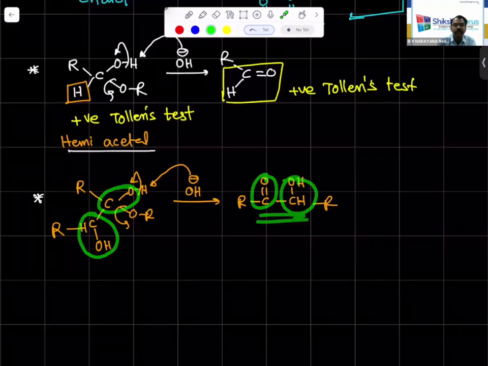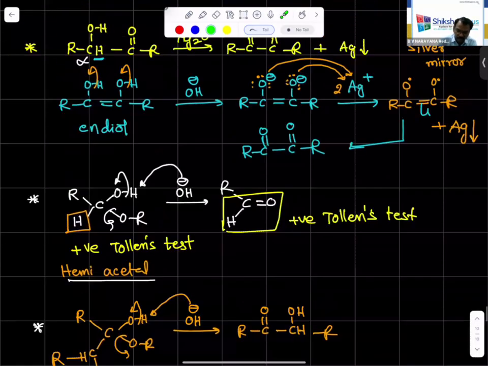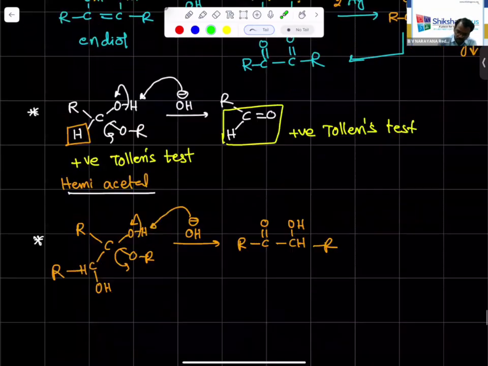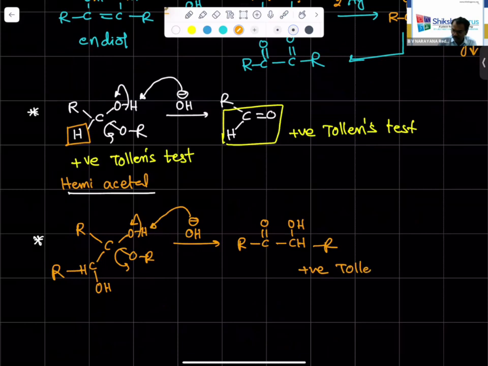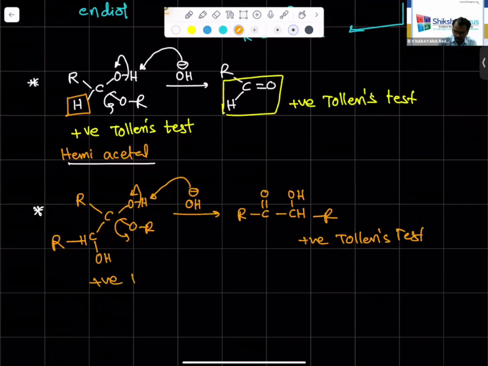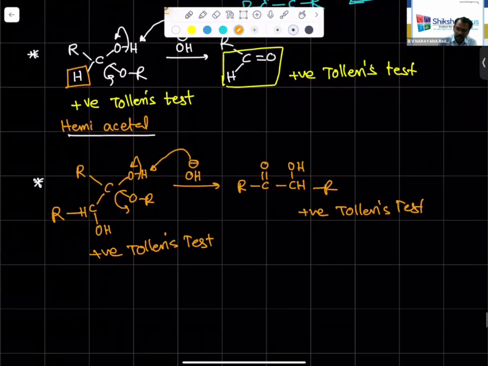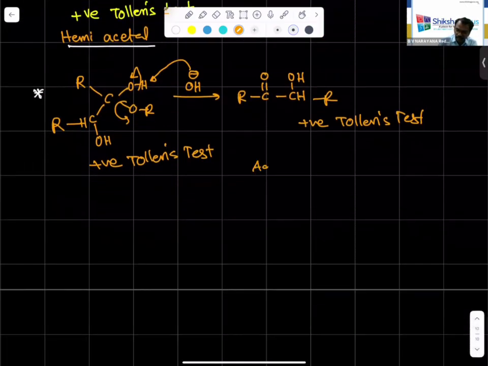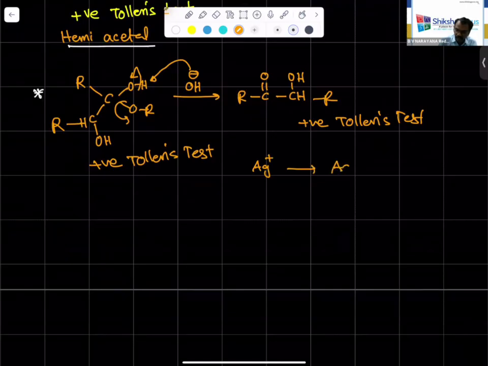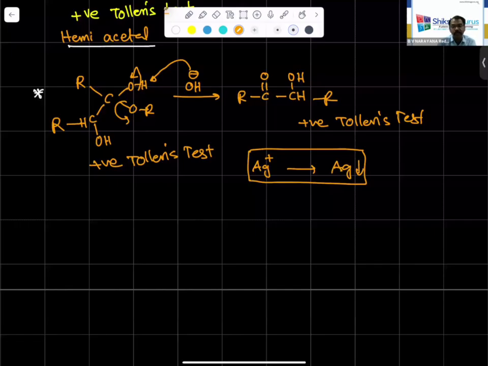It is positive towards Tollens, right? This is the molecule alpha hydroxy ketone. It is positive towards Tollens reagent. Therefore, this compound is also positive towards Tollens test. In Tollens test, what is happening? Silver ion changes to silver metal, silver mirror. Therefore, it is also called the silver mirror test.